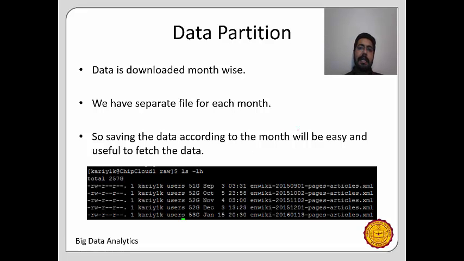The next thing is data partition. When we downloaded the files, we downloaded month-wise, because in the downloadable links each file was month-wise. So when we downloaded the data, we downloaded 5 files for 5 different months. So by default, those particular files are sorted month-wise.